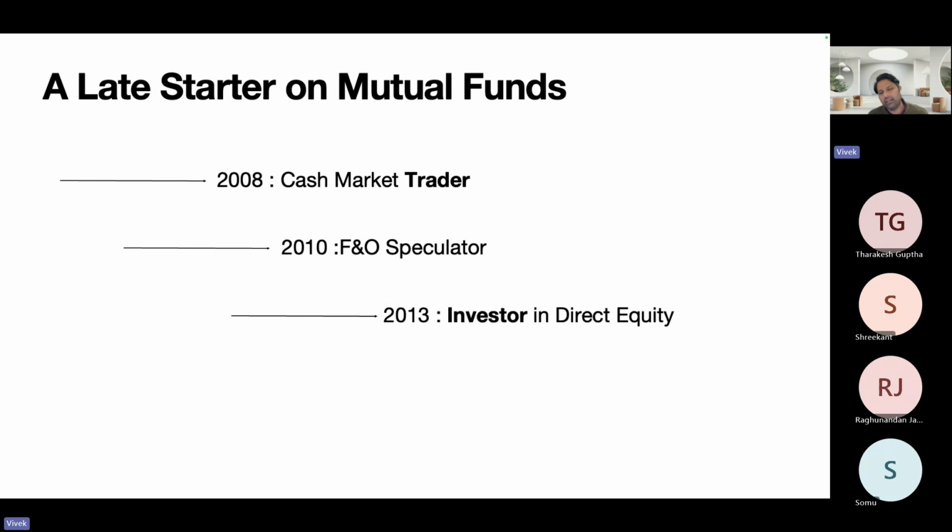Then slowly from 2013, I changed from a cash market trader to an investor in direct equity. And that is where I found that if you approach equity markets as an investor, you actually can make decent returns. From 2013 onwards, I've seen that happening to my own personal portfolio. And after COVID is where I actually started on mutual funds. So personally, I was a very late starter on mutual funds. Only after 2020, I started doing mutual funds.